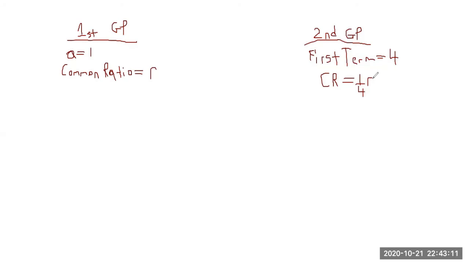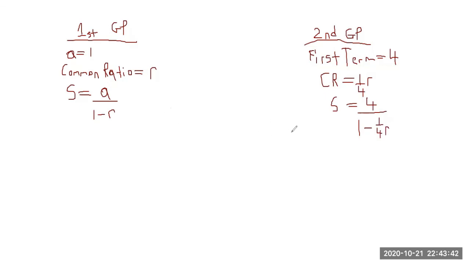And then the final part of the question said that given that the sum to infinity of both are equal, find the value of r and s. So they both have a sum to infinity. Now what do we know about sum to infinity? Sum to infinity is equal to a over 1 minus r. So this is the sum to infinity of the first GP, and the sum to infinity of the second GP is a, which is 4, over 1 minus r, and this r in this case is a quarter r.